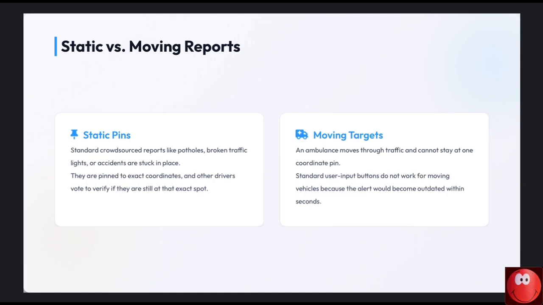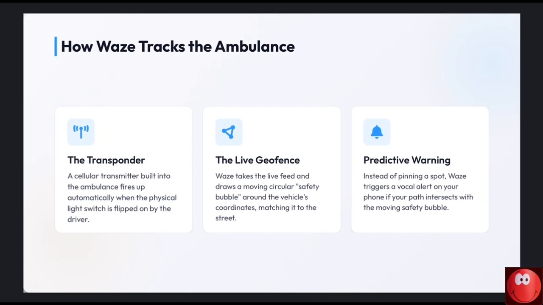Okay, so think about how you normally use Waze. If you pass a pothole, a speed trap, or road debris, it stays in one place. Drivers behind you can easily vote to verify if that is still there, but an ambulance moves quickly through traffic. It cannot stay tied to a static coordinate pin. If a regular driver tries to manually report a moving ambulance, that report becomes completely outdated within seconds. That is why manual crowdsourced buttons simply do not work for dynamic moving targets.